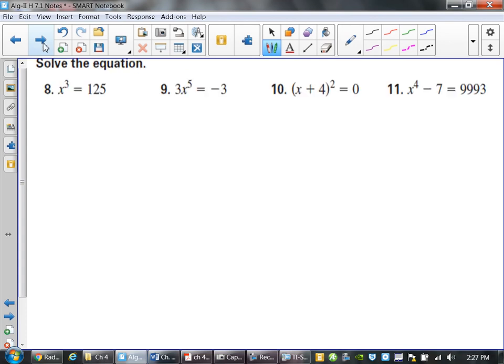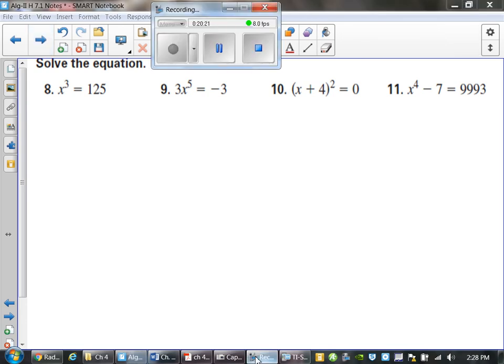Oh wait, these are easy. Solve those. What's 8? Why is it not plus or minus 5? What's 9? 9 is negative one. What's 10? What's 11? Plus or minus 9.